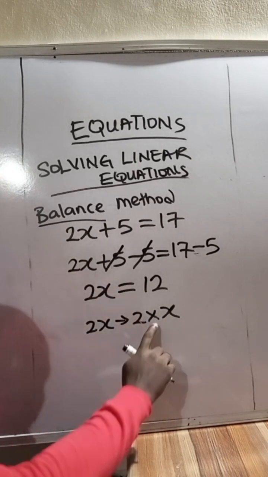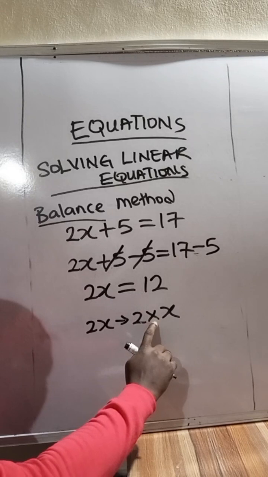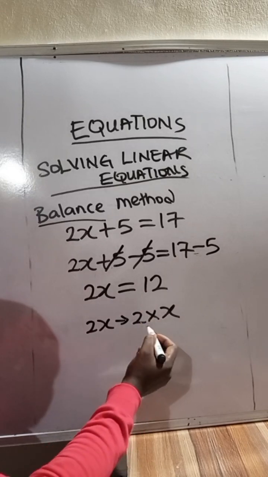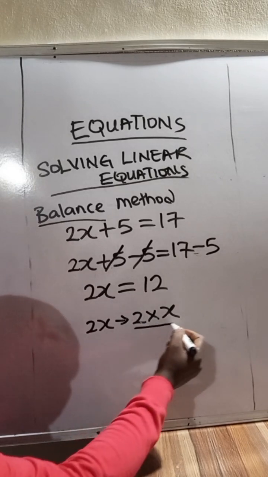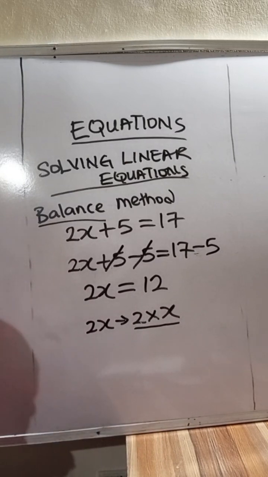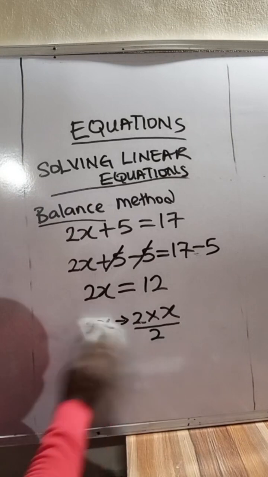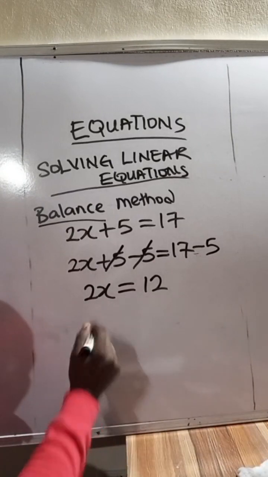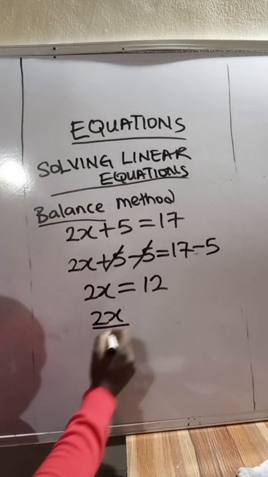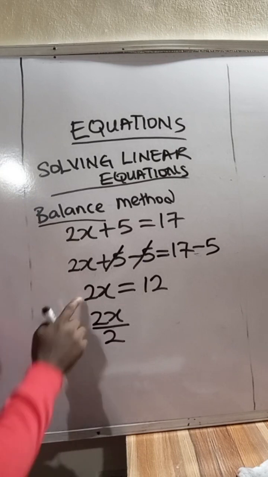So in order to eliminate multiply by 2, we need to introduce the opposite of multiplication, which is division. And what are we going to divide by? We are going to divide by 2. Okay? So this will mean 2x all over 2, because we want to cancel out 2.